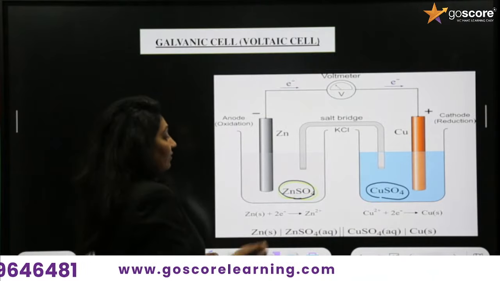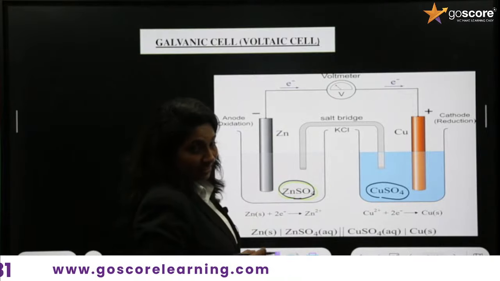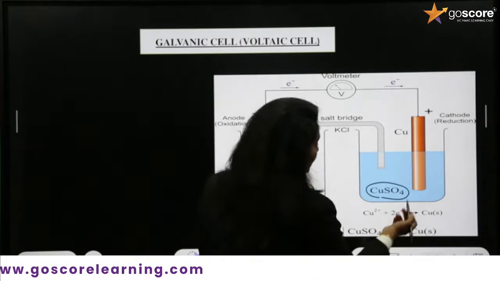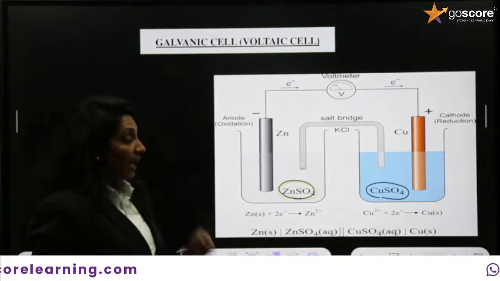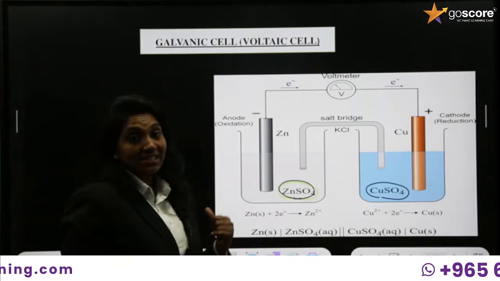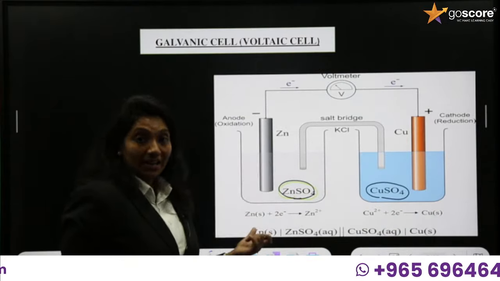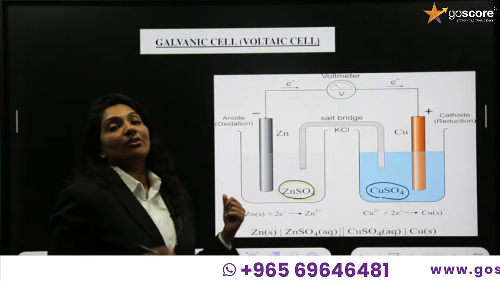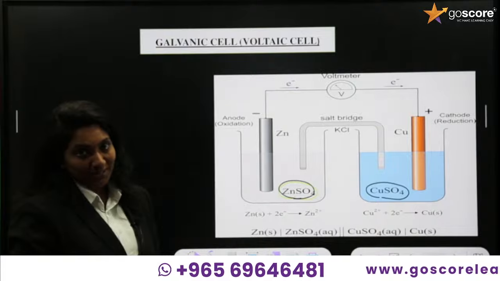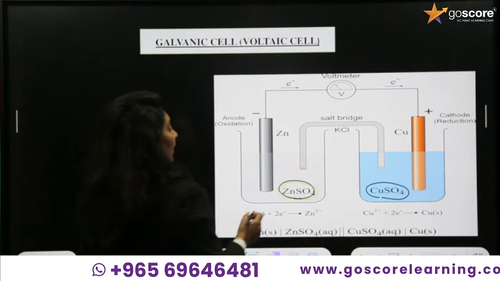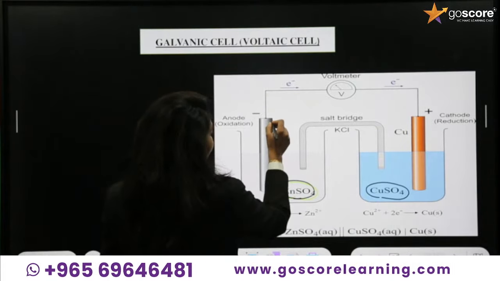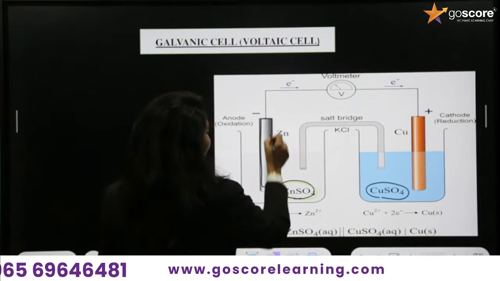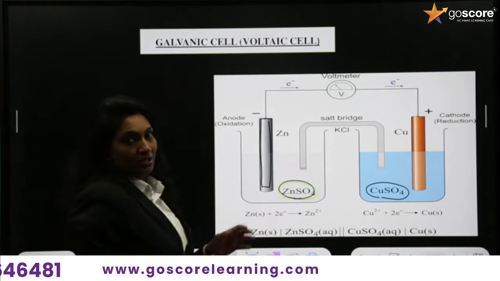And see, here we have taken the zinc sulfate in the first beaker and copper sulfate in the second beaker. And to the beaker containing the zinc sulfate, we are dipping the electrode made up of which metal? The same metal in which the salt solution is present, right? So here we are putting the zinc electrode in this zinc sulfate solution.